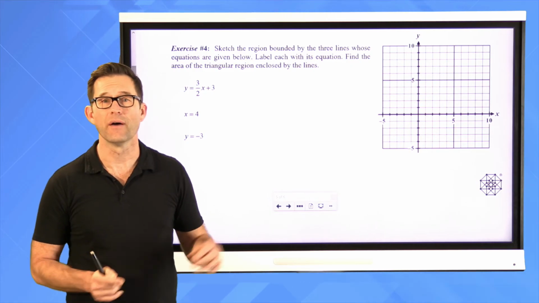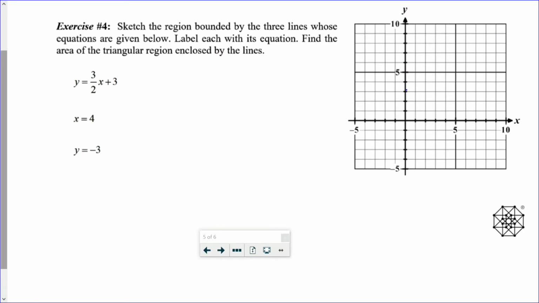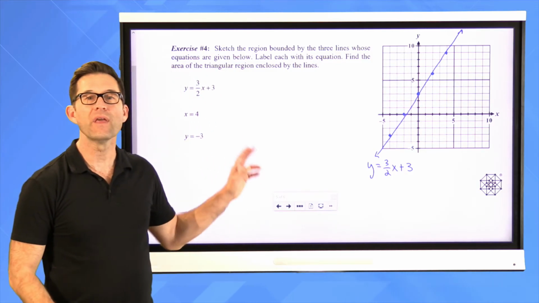All right, simple enough. Y equals 3/2 x plus 3, right? That's got a y-intercept of 3. It's got a slope of 3/2, so I'm going to go to the right 2 and up 3, right 2, up 3, right? So beautifully sketched. Y equals 3/2 x plus 3. All right, so there's my slanted line. All right, now the other two.